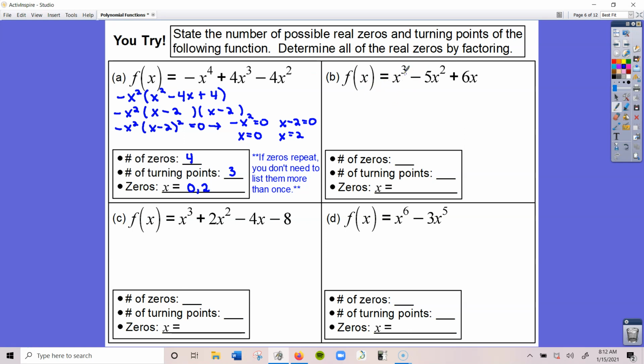Now let's look at b. We have x to the third minus 5x squared plus 6x. Here we can factor out an x, which would give us x squared minus 5x plus 6. What is inside here is a quadratic, so we can open our two parentheses, and the two numbers that multiply to give you a positive 6, but add to give you negative 5 are negative 3 and negative 2. We make this equal to 0. And so we set each individual factor here equal to 0.